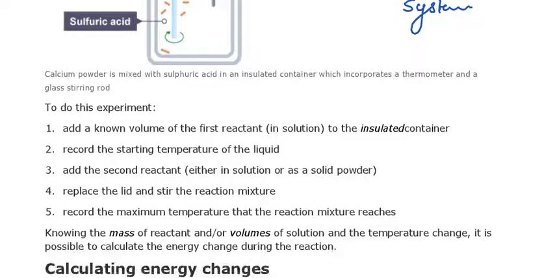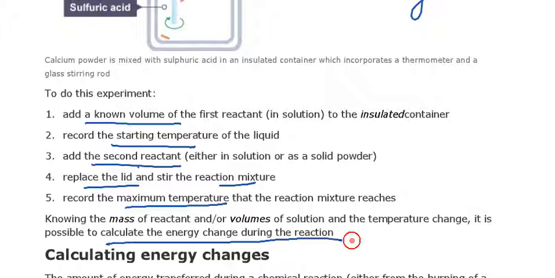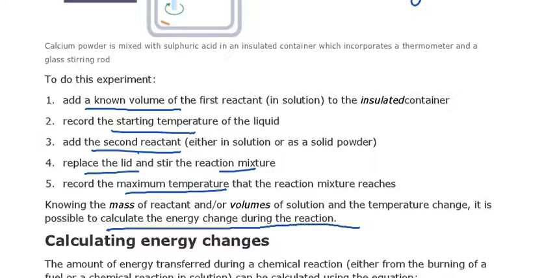Again you are doing the same things. First you take a known volume of the first reactant, then take the reading of the starting temperature, then add the second reactant. Then you consider what kind of temperature change occurs in the reaction mixture. This helps us calculate the energy change for the particular reaction.